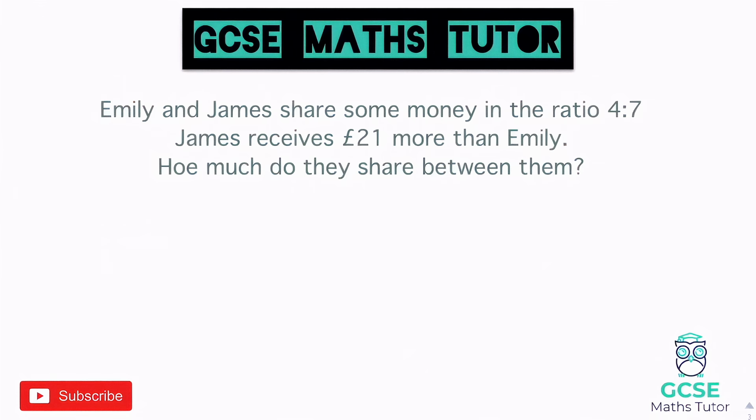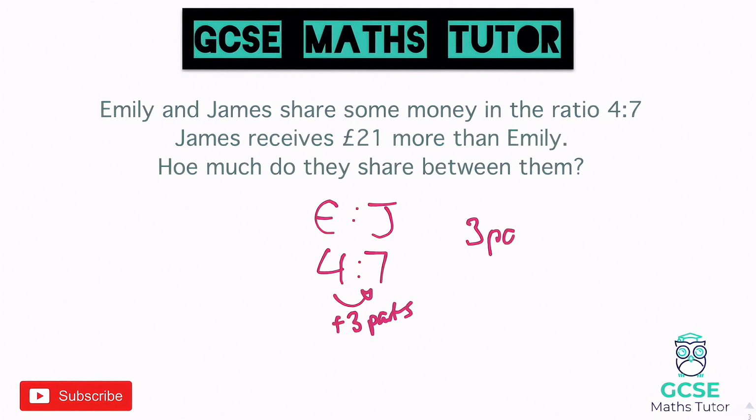Final answer. So Emily and James share some money in the ratio 4 to 7. James receives £21 more than Emily. How much do they share between them? So Emily to James is in the ratio 4 to 7. Now it says that James receives £21 more, and if we look at these two numbers here, from 4 to 7 is an extra 3 parts. There you go, it's an extra 3. So that extra £21 is 3 parts.